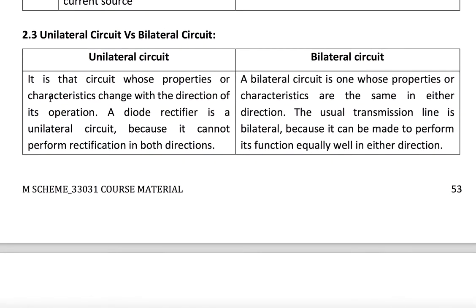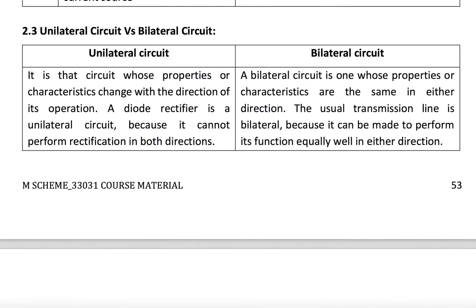Unilateral versus bilateral. A unilateral circuit is a circuit whose properties or characteristics change with the direction of its operation, that is, the direction of the current flow. A diode rectifier is a unilateral circuit, which allows current only in one direction.